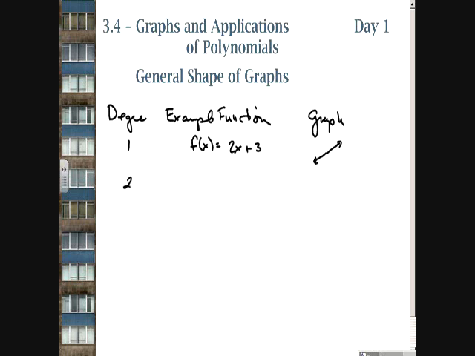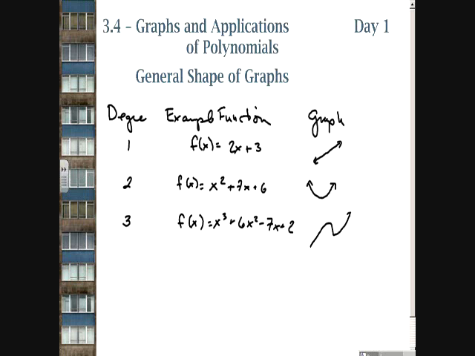Degree 2 is quadratic. So what shape is that going to be? You're right, a parabola. So then you're going to get something that looks like this. Degree 3 is cubic. And if you remember from before, 6x squared minus 7x plus 2 or something like that. You're going to get this shape that kind of gets like this.